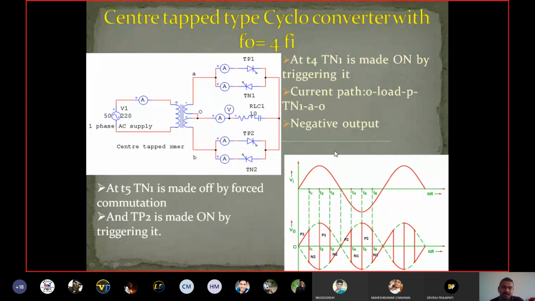Okay, so here we assume that the frequency of input waveform is Fi. Then the frequency of output waveform F0 is equal to 4Fi. That means here the frequency of the output waveform is 4 times that of the input waveform. It is 4 times of input waveform. Okay, so our output frequency F0 is equal to 4 times Fi.